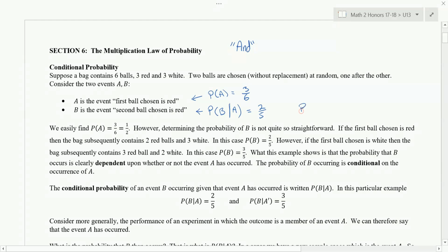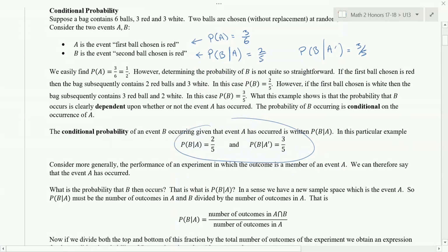If I said, what's the probability of B occurring, so the probability that I get a red ball, given that A didn't occur, so I didn't get a red ball in my first pick, it's 3 out of 5. And that's down here. I'm just summarizing this. It's all written here, right? But that's the idea. There's some new notation. Conditional probability is what we're looking at. And so what happens is we end up shrinking down our denominator when we talk about conditional probability.